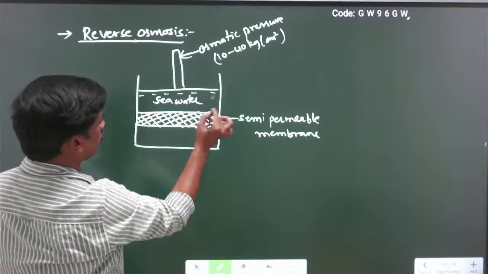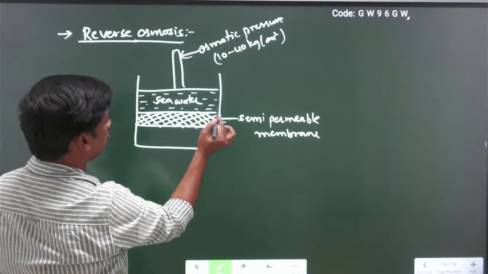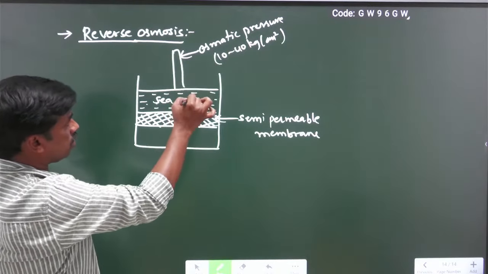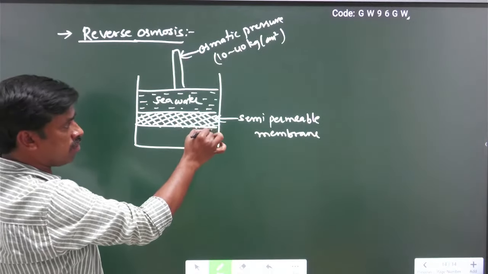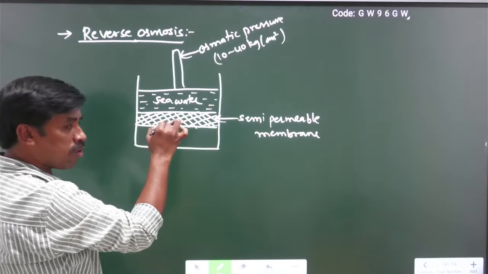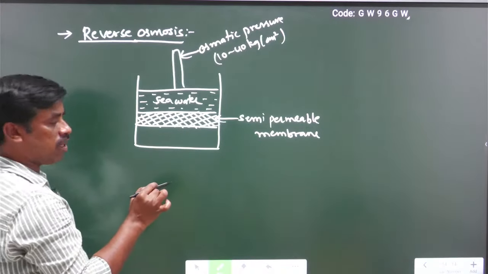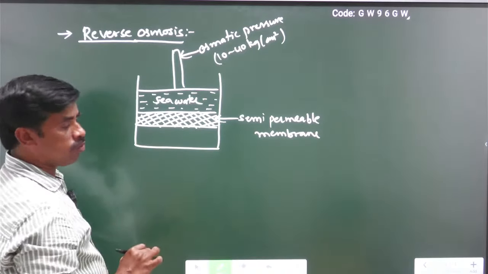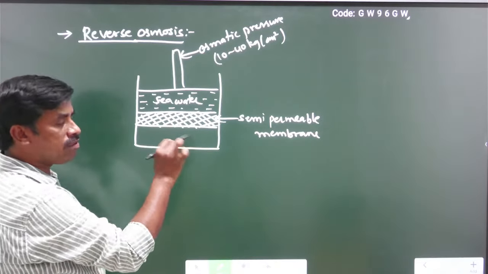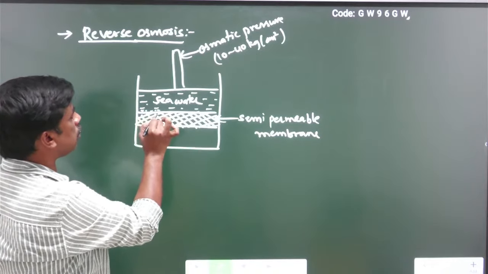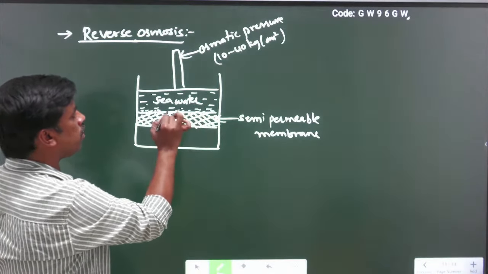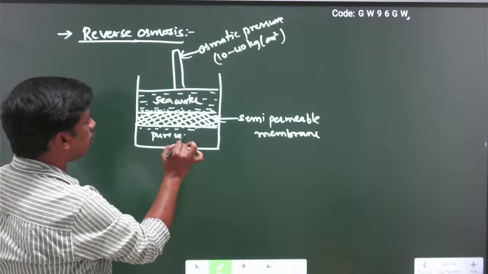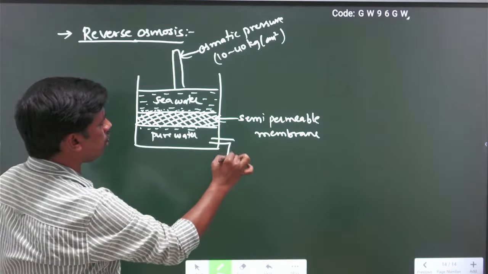Seawater contains most of the salt in dissolved state, which means impure water. Whenever osmotic pressure is applied, the water flows slowly towards the semi-permeable membrane. The semi-permeable membrane has a small microporous structure, it allows only solvent molecules, which means water molecules, and does not allow the salt particles. Salt particles are stopped on the surface of this bed. Here pure water is coming down, and it is collected from here.